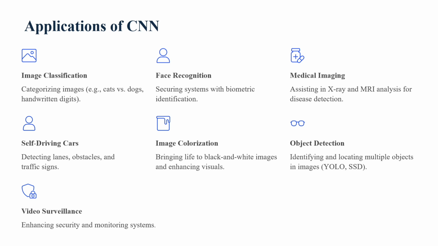CNNs are also used in object detection. This involves finding multiple objects in a single image, like detecting cars, people, animals, and traffic signs. Some popular algorithms are YOLO and SSD. Finally, video surveillance. CNNs help monitor public places by detecting suspicious activities, identifying people, and enhancing security. So, overall, CNNs play a huge role in modern technology, from healthcare to automotive systems to entertainment.